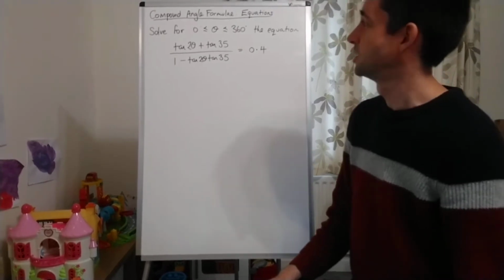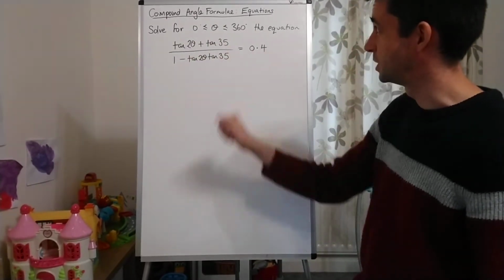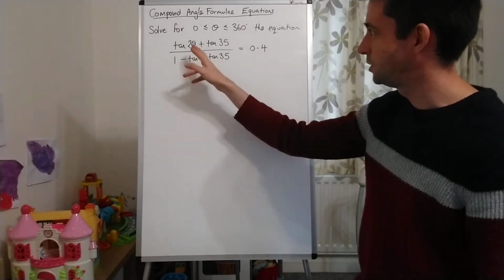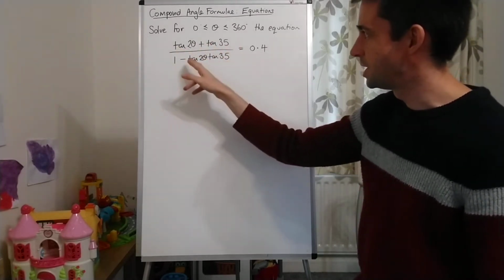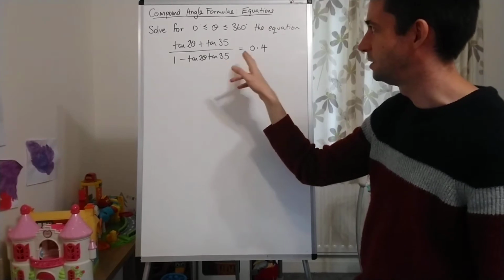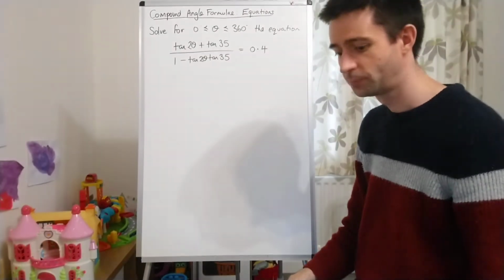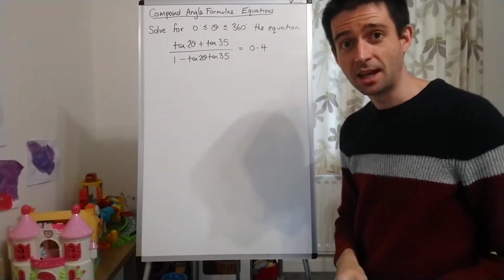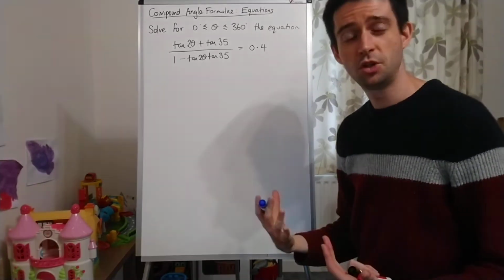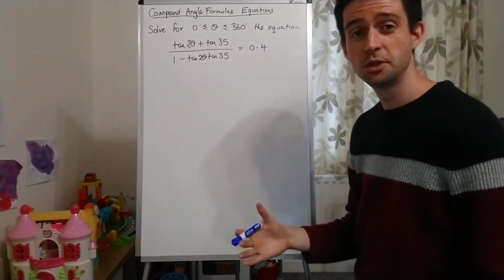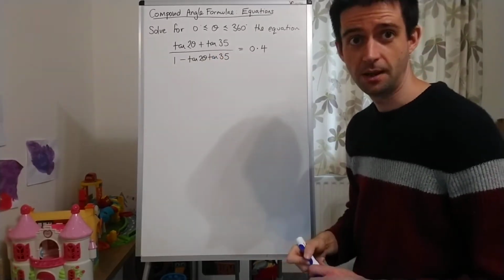So what I have here is I'm being asked to solve, again for 0 to 360, the equation tan 2θ plus tan 35 all over 1 minus tan 2θ tan 35 equals 0.4. And now there is a compound angle identity for tan, but because students aren't used to using it, they tend not to spot that that's what's going on here.